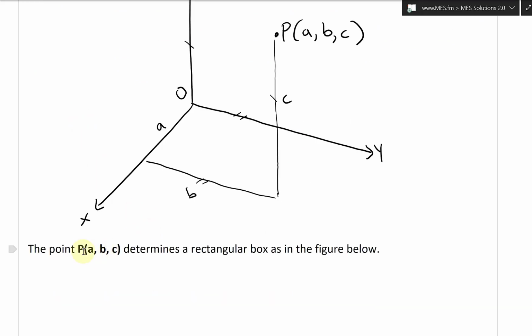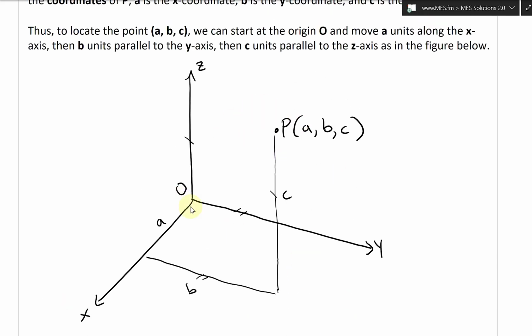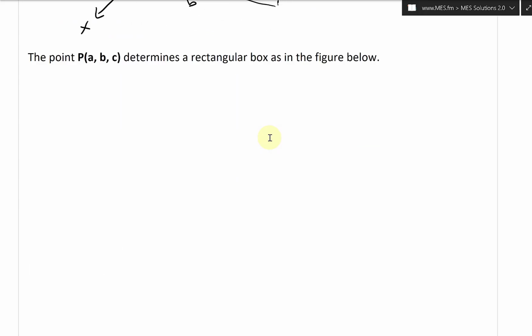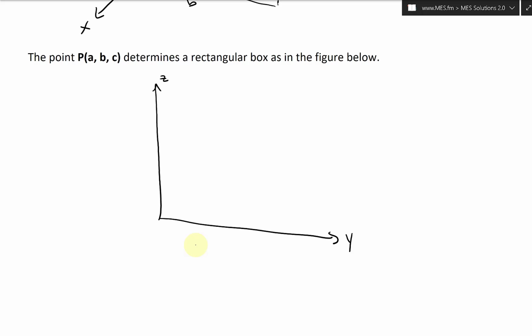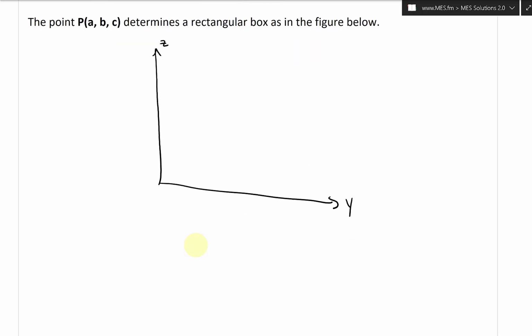All right, so going further, the point ABC determines a rectangular box, as in the figure below. So we have this right here. Let's draw this again, but now you can see that this can form a rectangular box. So we have the Z, like that, and then we're going to have our y. I'm just going to make this a bit shorter. So this is our y, and this is going to be our x, like that. And let's say we have our point P across here.